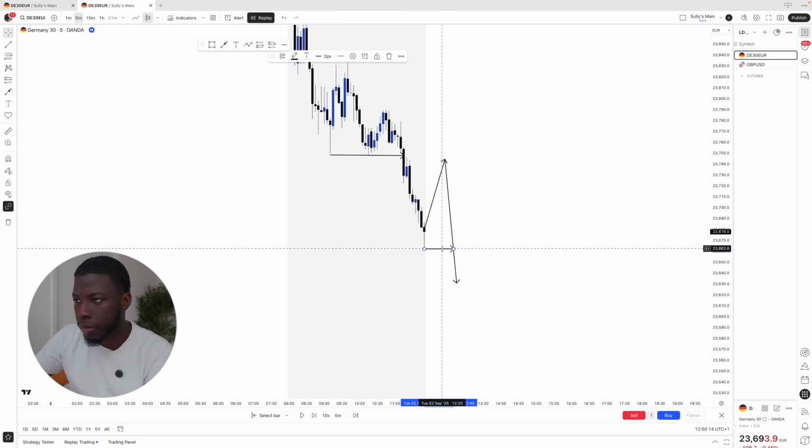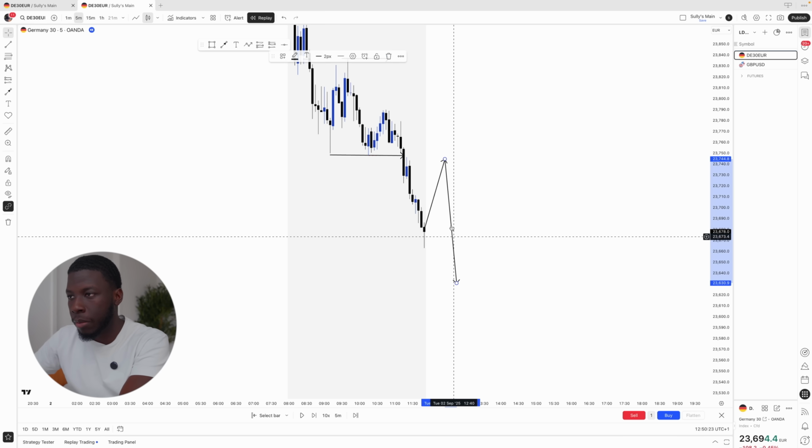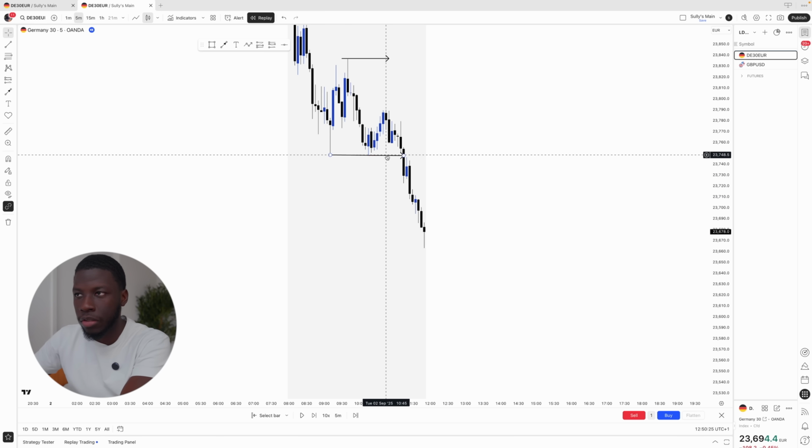Lows have to keep getting broken, or highs get broken, and depending on what's happening, then you want to determine if you want to take buys or sells. That's the first thing you have to look for. Without knowing the direction of the market, don't enter a trade.